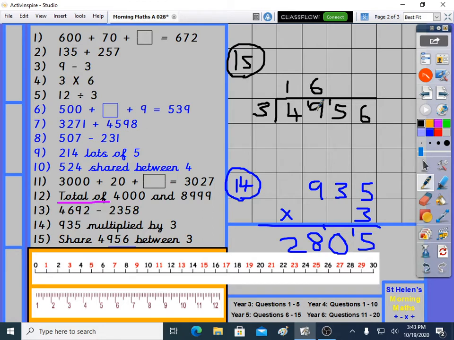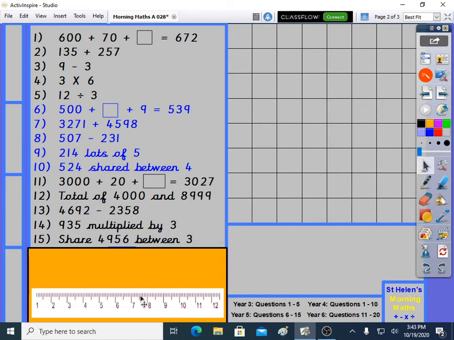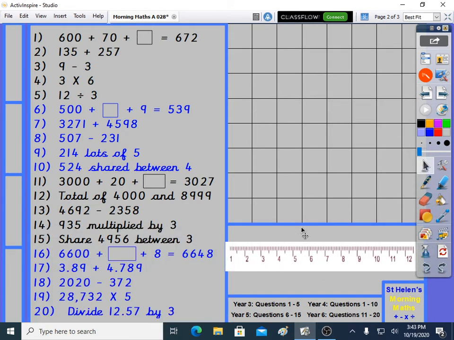How many 3's in 15? 3, 6, 9, 12, and 15 is 5. How many 3's in 6 is 2. 1,652. And we're on the year 6 level work, which unfortunately I forgot to uncover, didn't I, this time? That's probably messed a few people up. Apologies for that. Question 16.